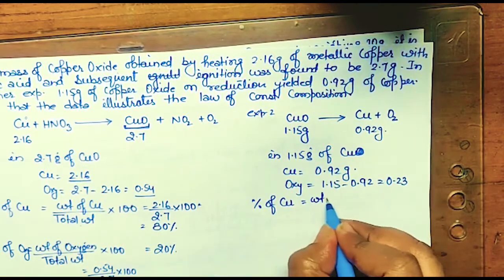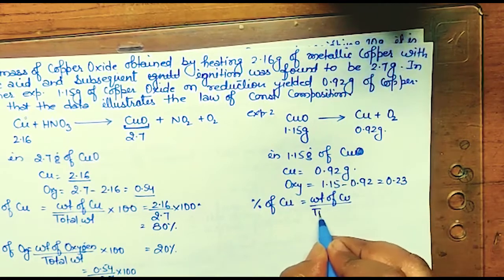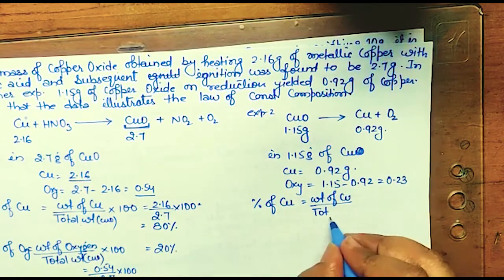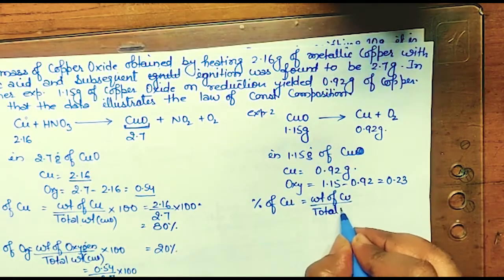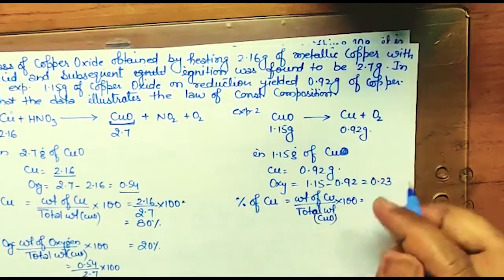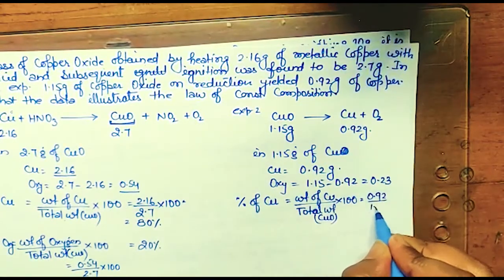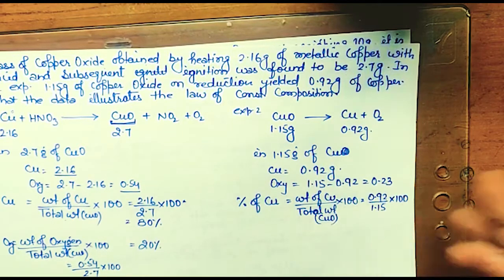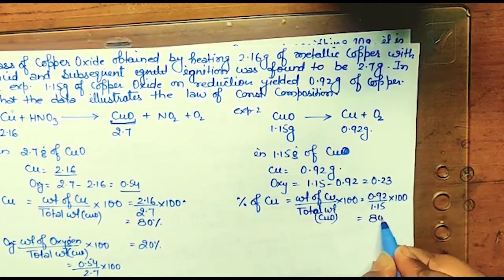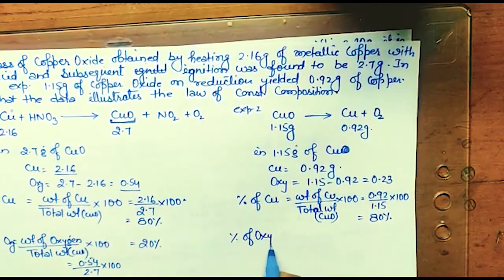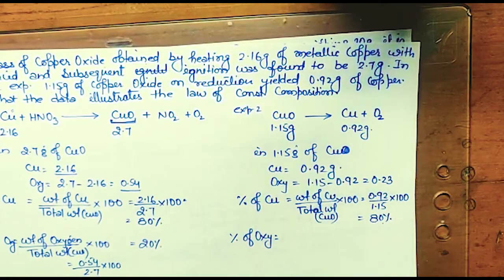Okay. So now find the percentage of copper. Again the same formula: weight of copper upon total weight. Total weight of what? CuO, isn't it? Total weight into 100. So what is the copper weight here? 0.92 and total is 1.15 into 100. Solve it. Yes, I am sure you will also get 80%. And here the percentage of oxygen, if it is 80%, then obviously 100 minus 80 it will be 20.